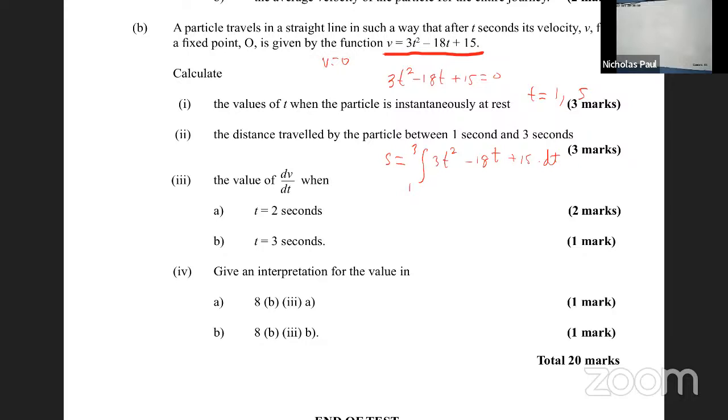Okay, integrate it and then plug in 3 and 1. Tell me what you got. Integrate it, tell me what you get. Plug in 3, plug in 1.